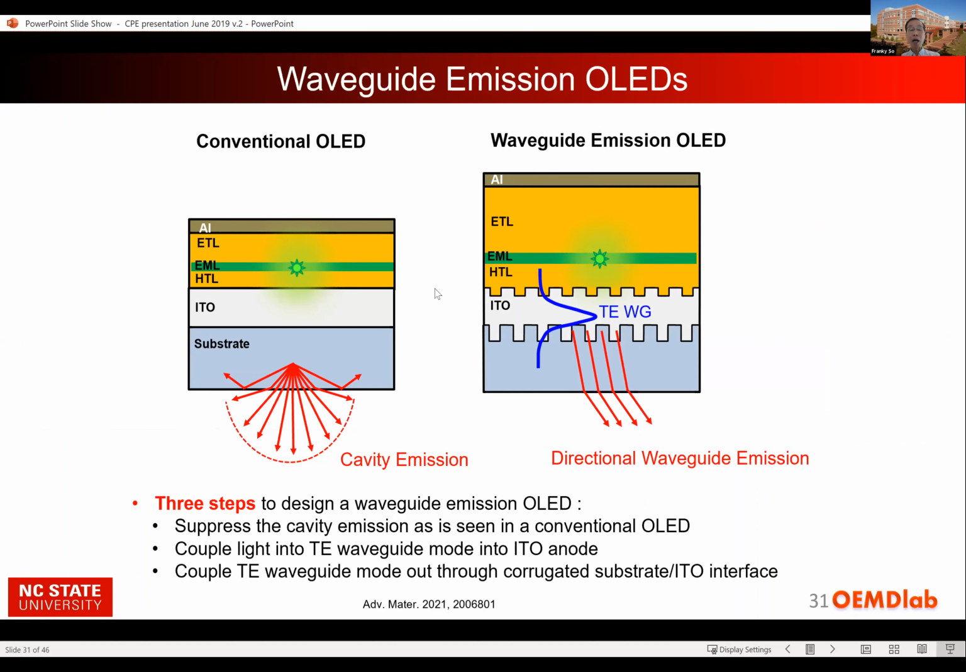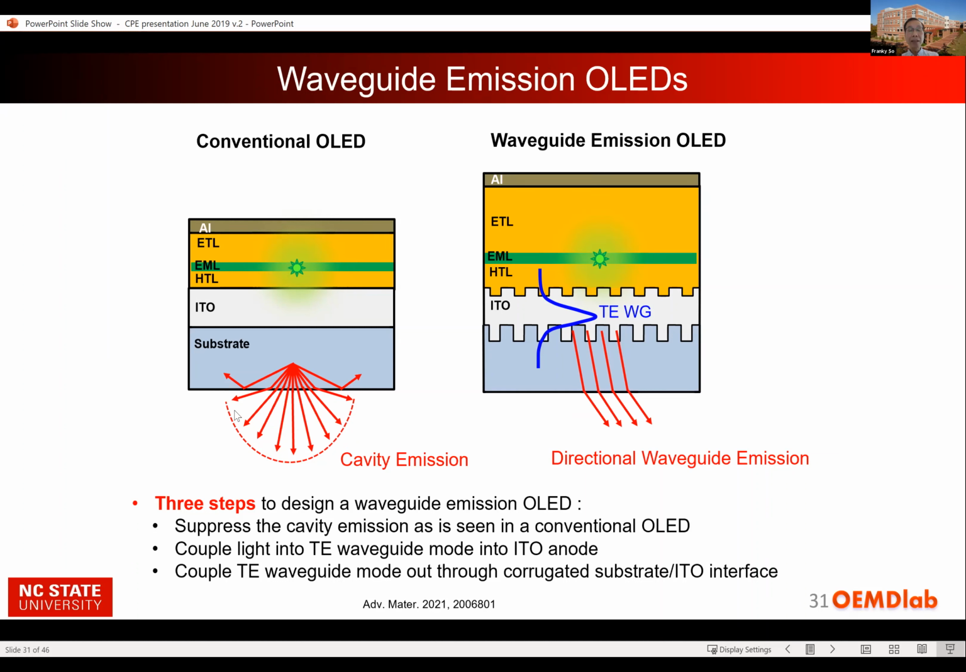directional emission? If you remember what I showed, this is a typical conventional OLED, where the device is made on top of ITO substrate, and then we have ETL, EML, HTL present. And in a typical OLED design, you want to maximize the cavity emission, right?